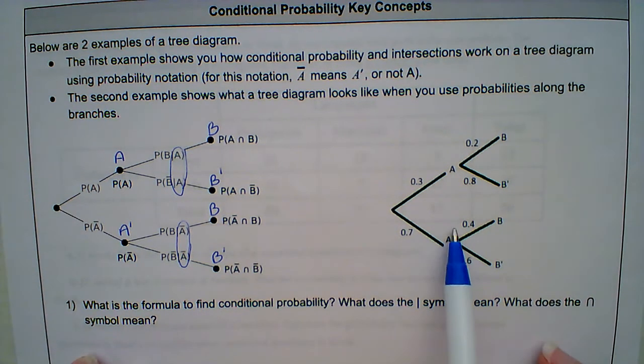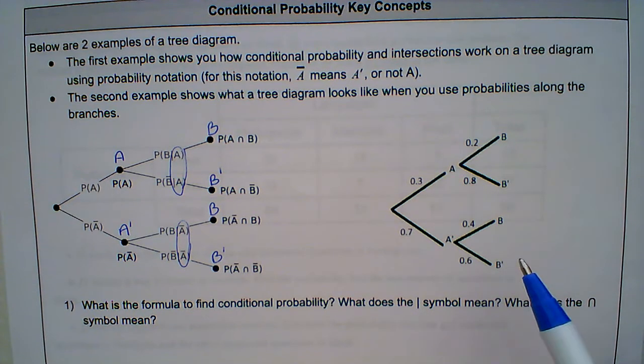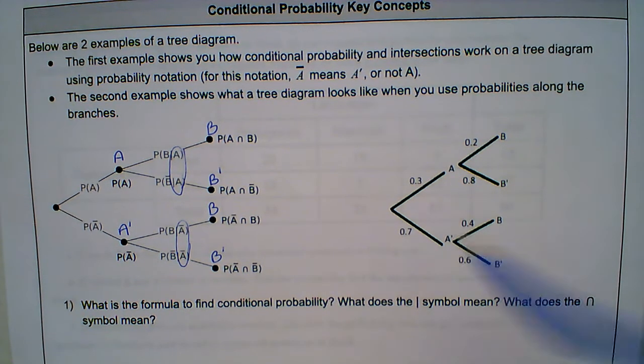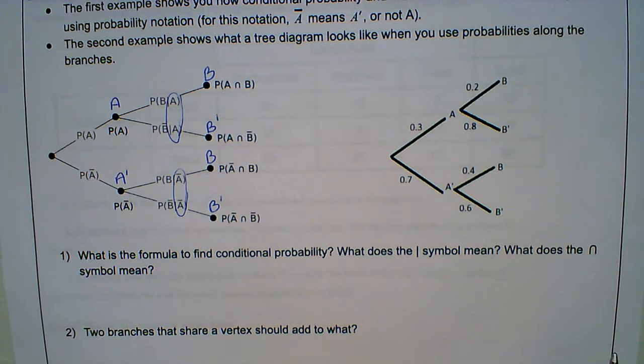And then a little bit more solid here is just an example of what a tree diagram might look like. We're going to talk primarily about this one over here. But first of all, what is the formula to find conditional probability?